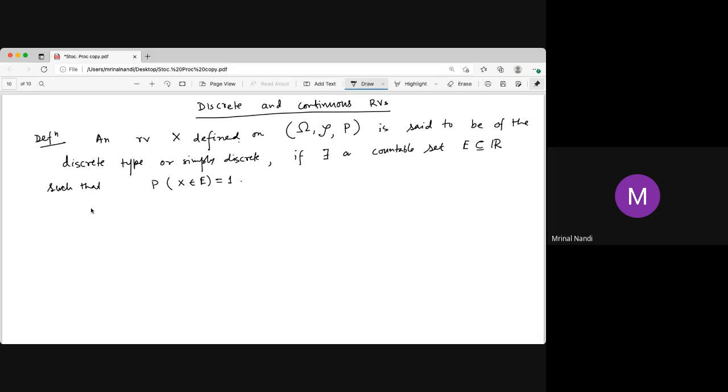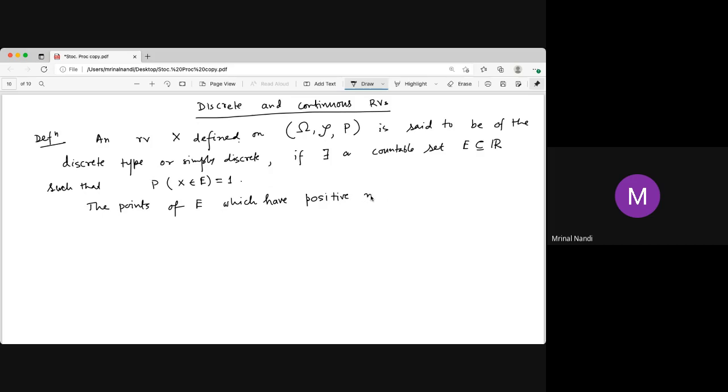And the points of E, that means all the real numbers which belong to E, which have positive mass. All the points may not have positive mass. Some finitely many values may have positive mass and the others may be zero. In that case, if only finitely many values have positive mass, then it is a finite random variable. Finite is obviously discrete, finite discrete.